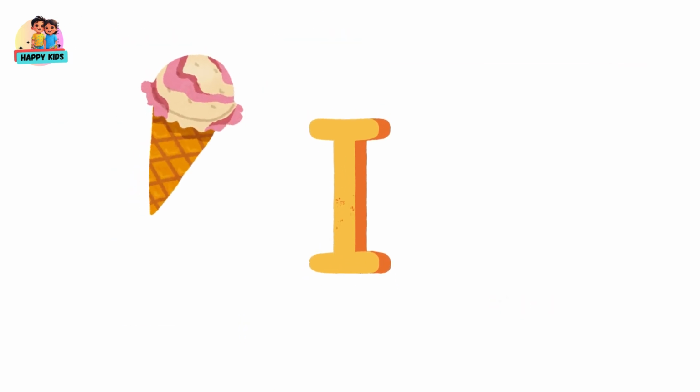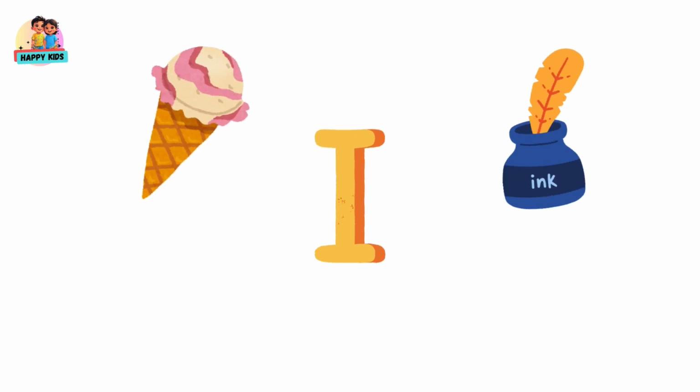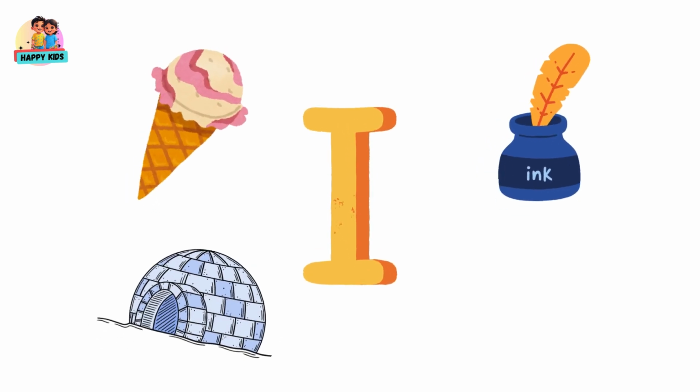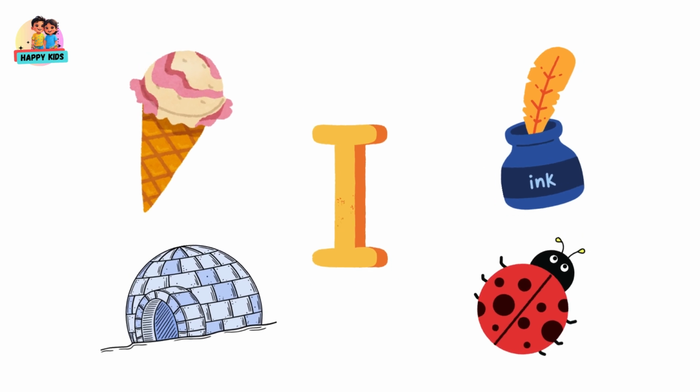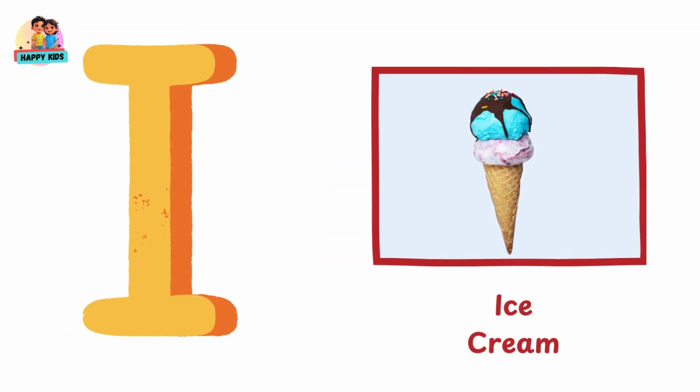This is I. I is for ice cream. I is for ink. I is for igloo. I is for insect.